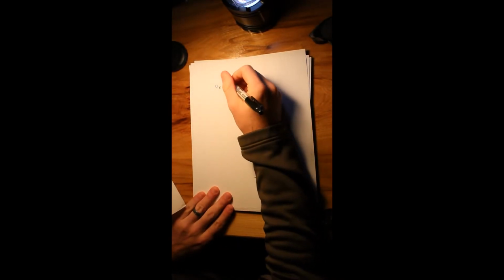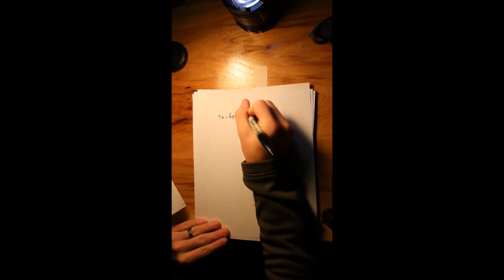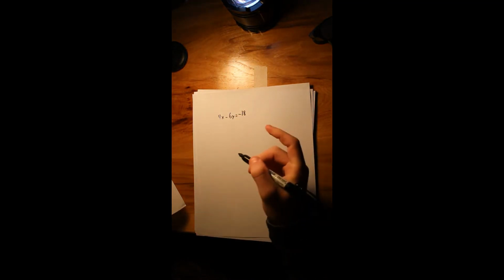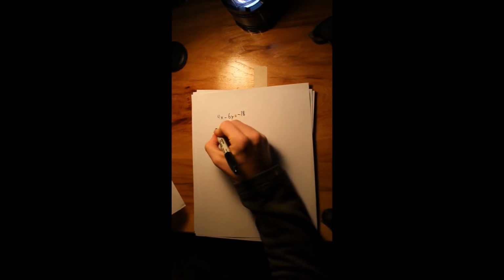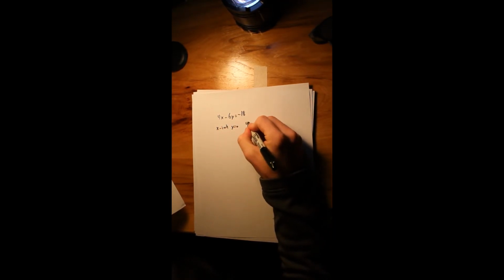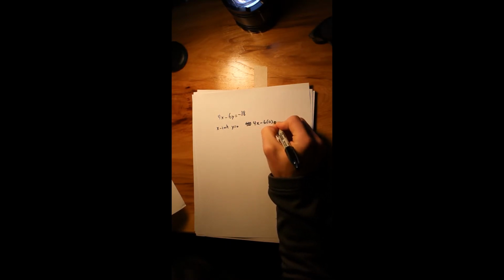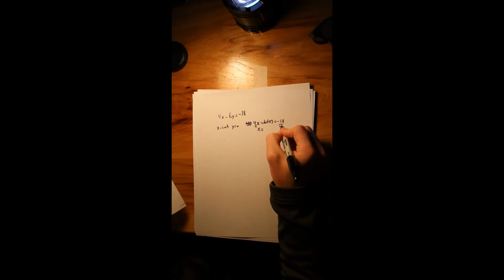Okay, so the next question gives us 4x minus 6y equals negative 18. And it says find the x-intercept, y-intercept, and graph the line. Okay, well, if I'm trying to find x-intercept, y is 0. Okay, so that means 4x minus 6 times 0 equals negative 18. That goes away. So x is, if I divide by 4, I get negative 4.5.